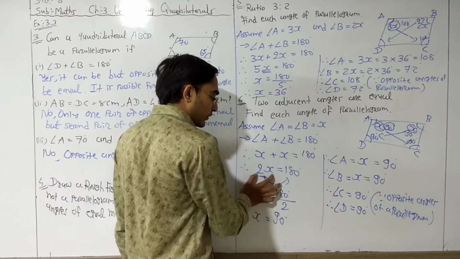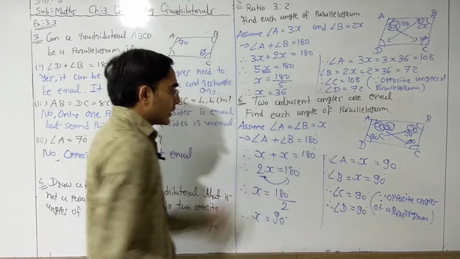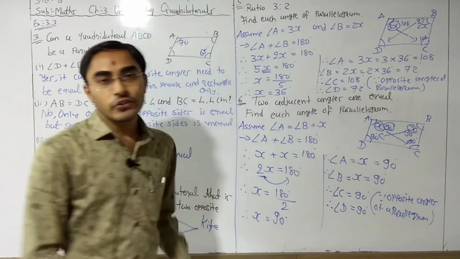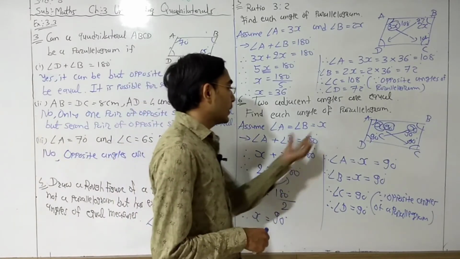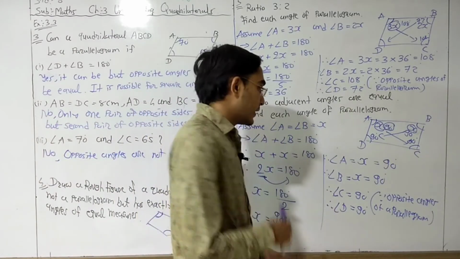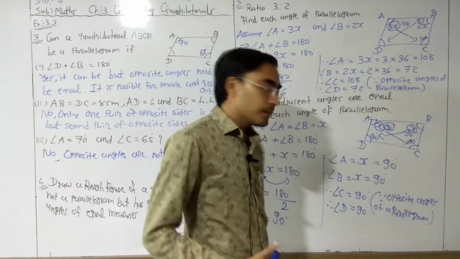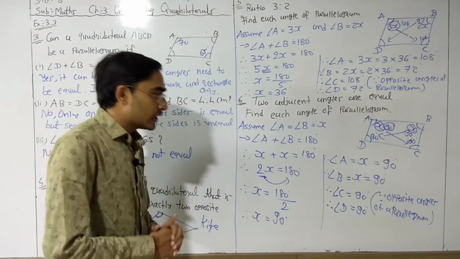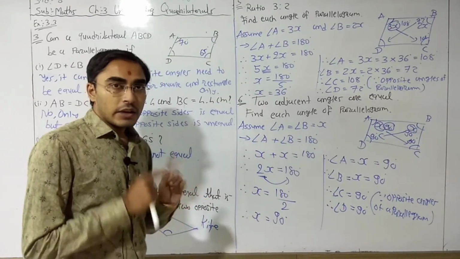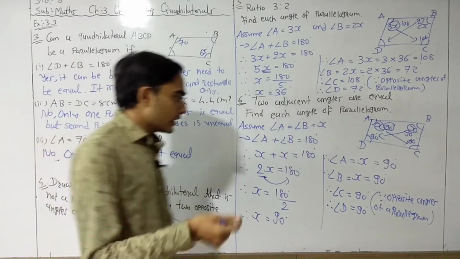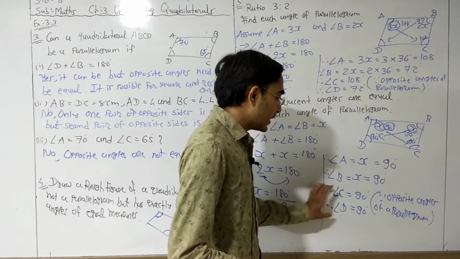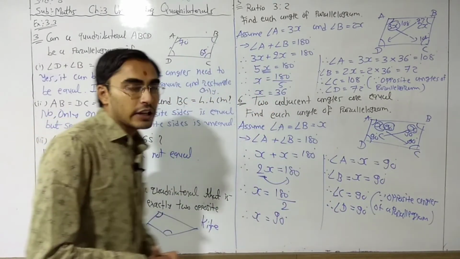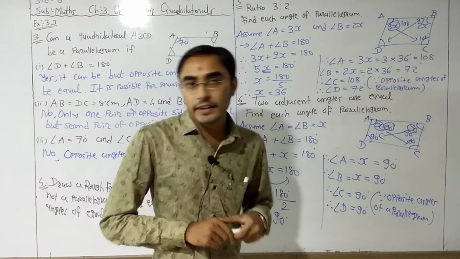So here x plus x is equal to 180 degrees. x plus x is 2x. For finding out the value of x, transfer this 2 to the right hand side. So you will get the value of x as 90 degrees. Now put this value in angle A and angle B. So angle A is equal to 90 degrees, angle B is equal to 90 degrees. Angle C and angle D are both opposite angles with respect to angle A and B. So angle C and D equal 90 degrees. That means either this is a square, or this is a rectangle.